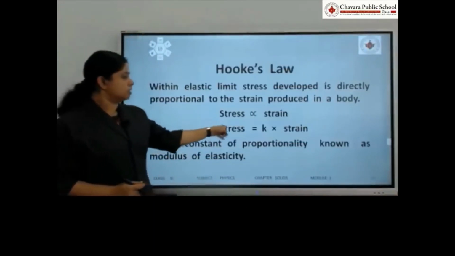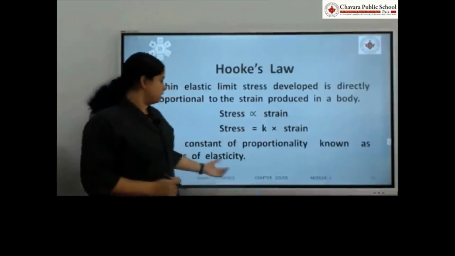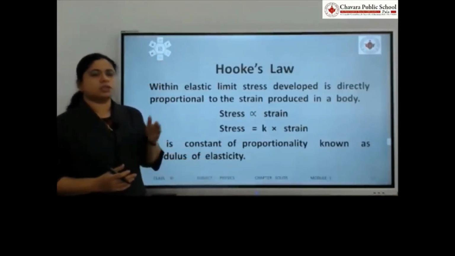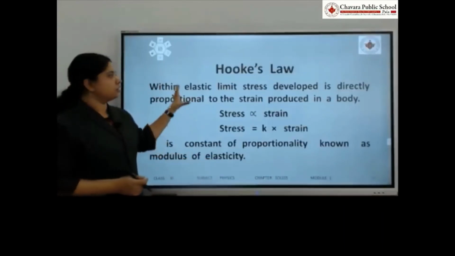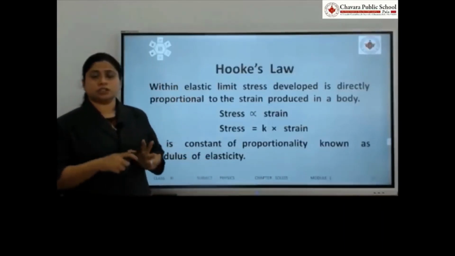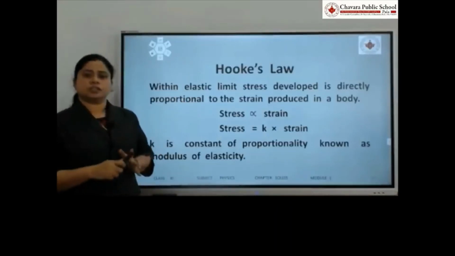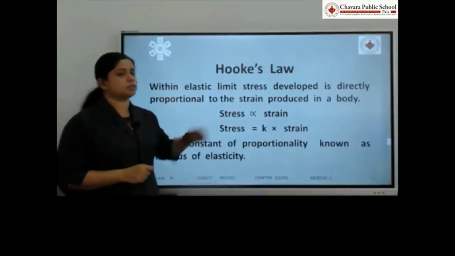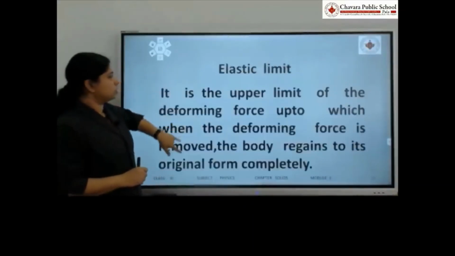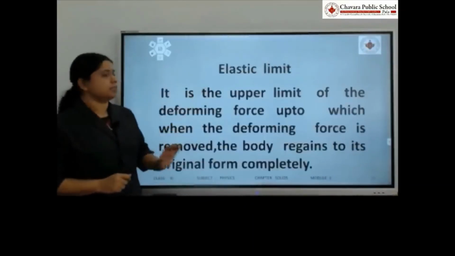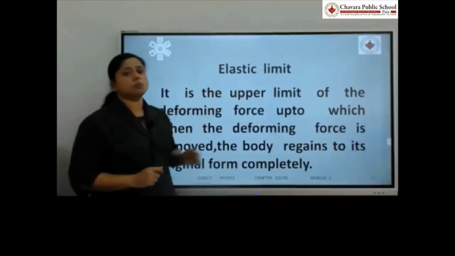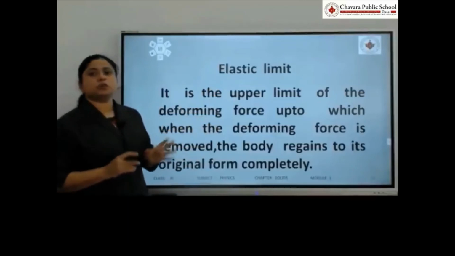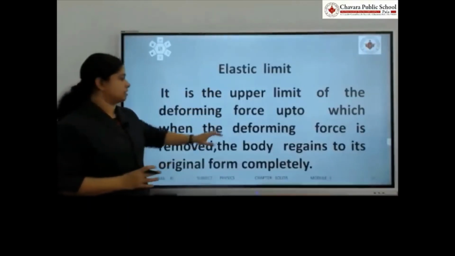So, stress is equal to K into strain, K is known as modulus of elasticity. There are 3 types of strain: longitudinal strain, shearing strain and volume strain, and the relation between stress and strain is Hooke's law. It is about the elastic limit. Elastic limit is the upper limit of the deforming force. Up to that limit the body shows perfect elasticity.